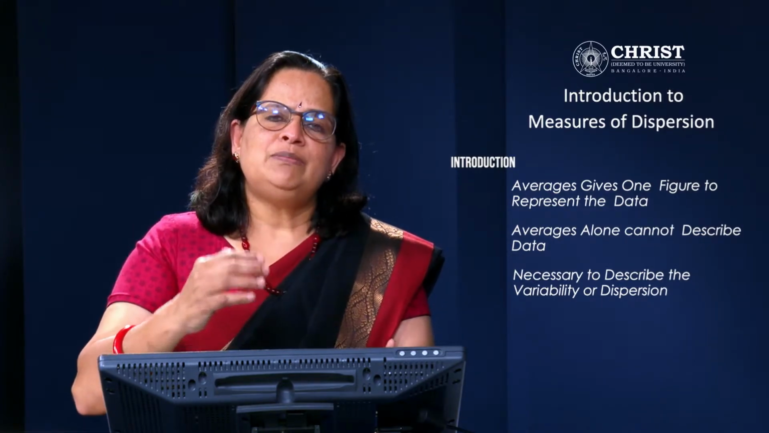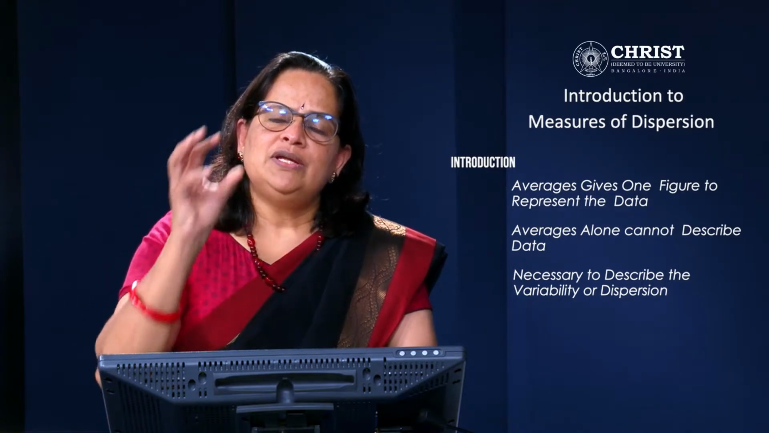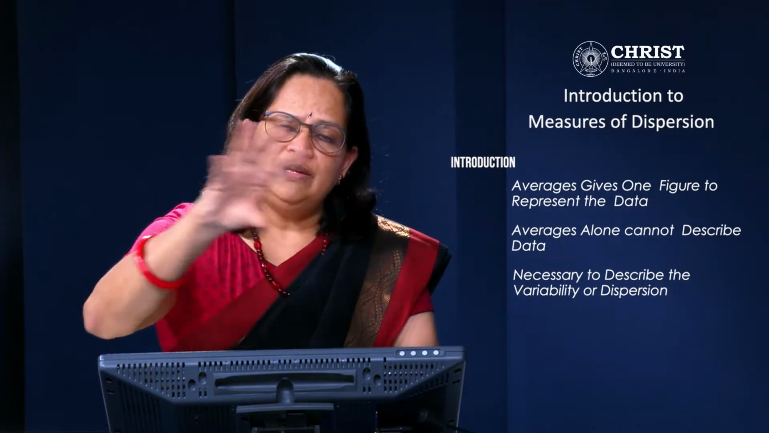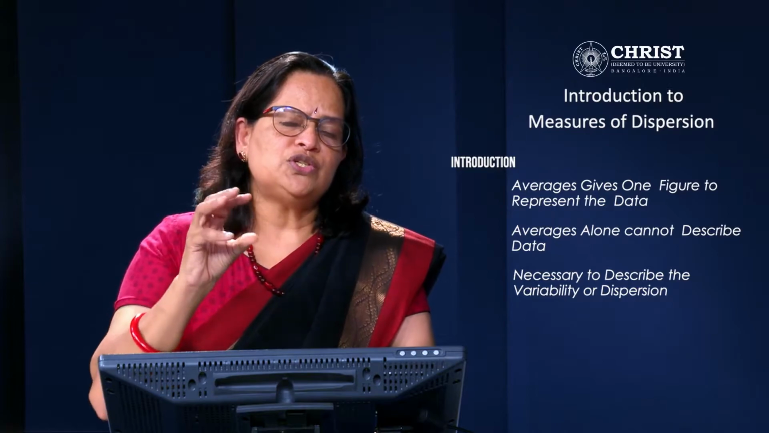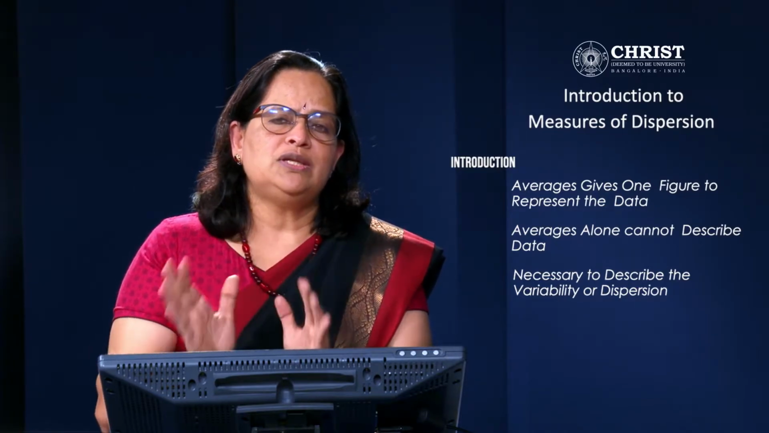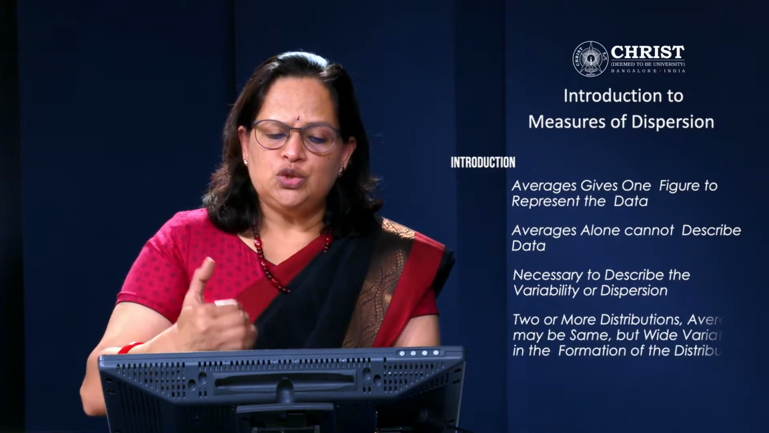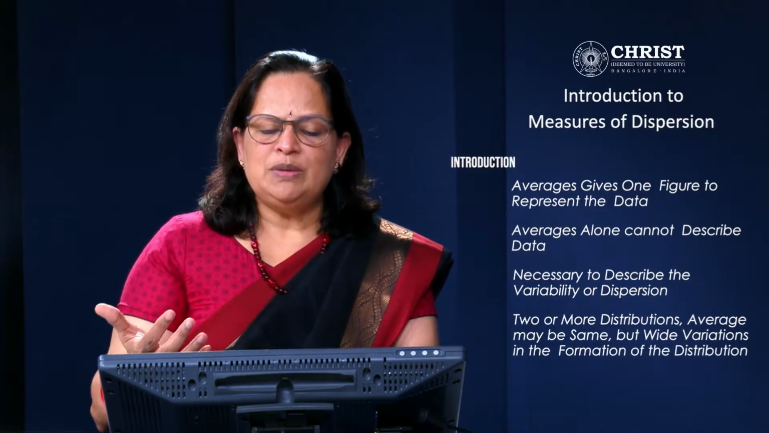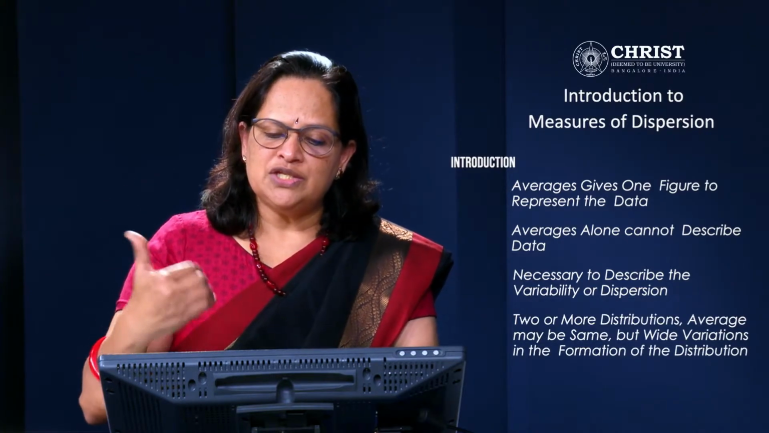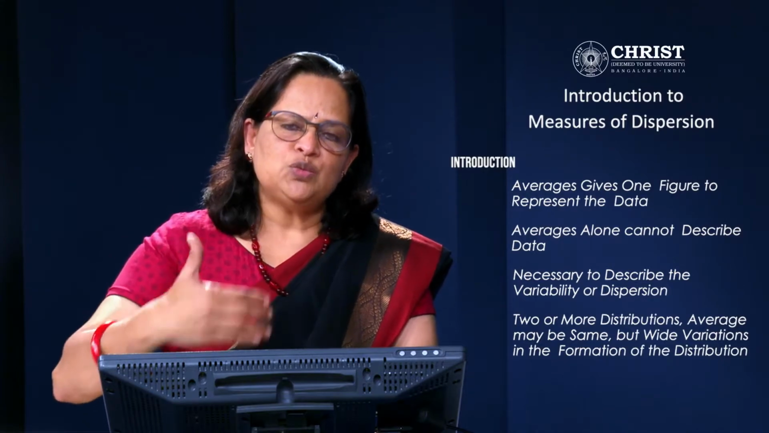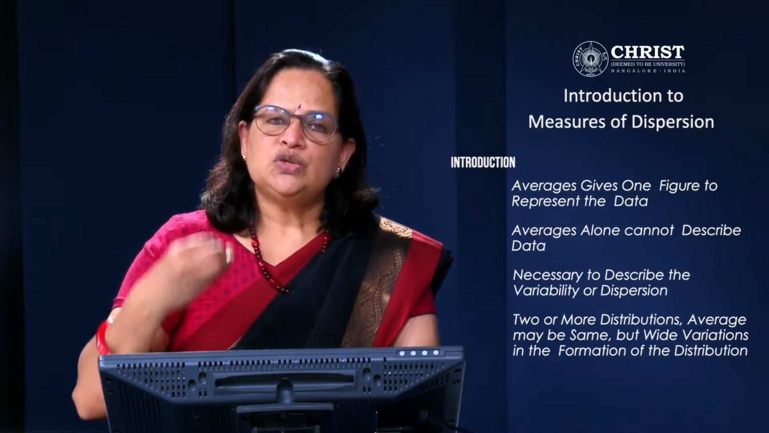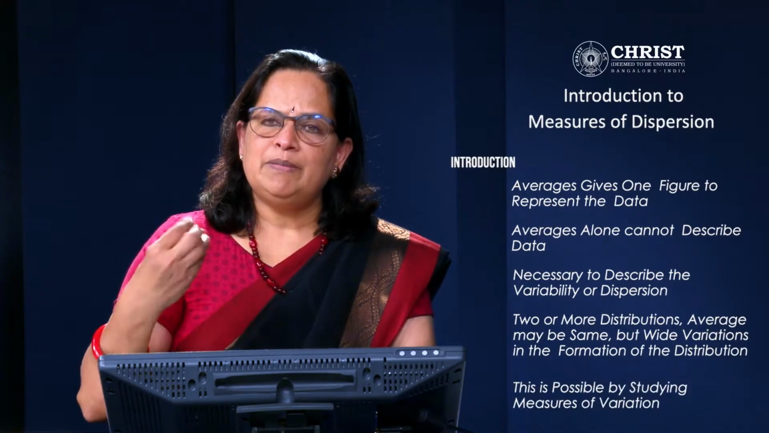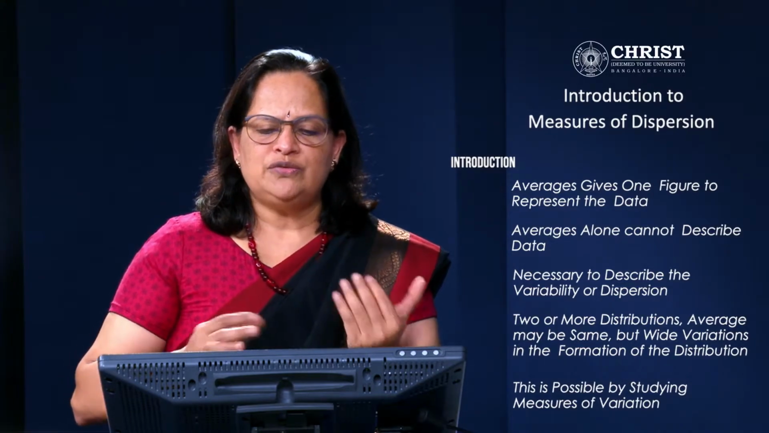I will give you an example where three sets of data I will give. The mean value is same, but the composition of that series is totally different in all the three cases. So in two or more distributions, average may be the same, but wide variations in the formation of the distribution. That is what I am going to explain with the example. So this is possible only by studying measures of variation or measures of dispersion.